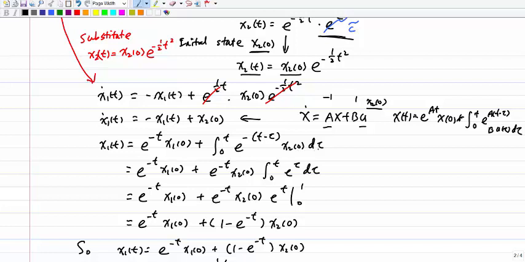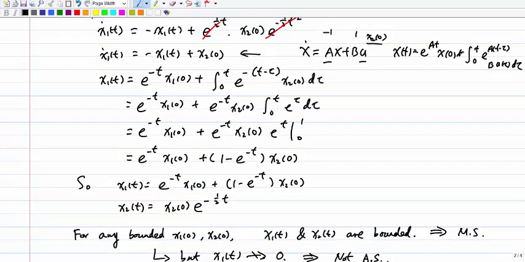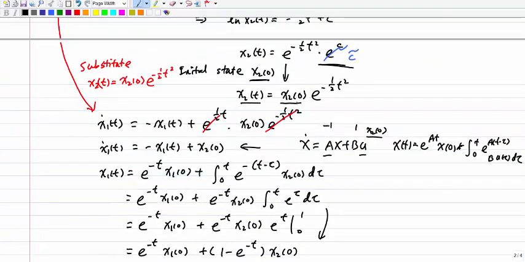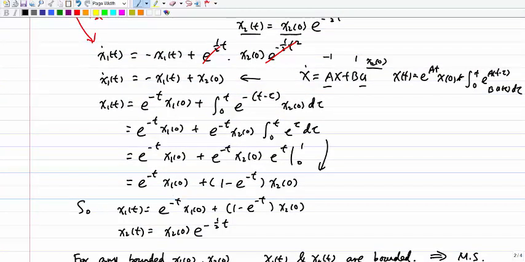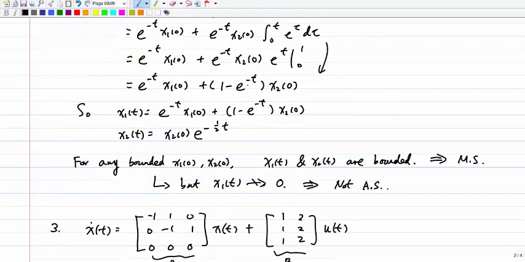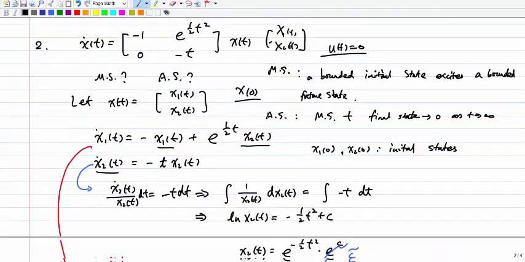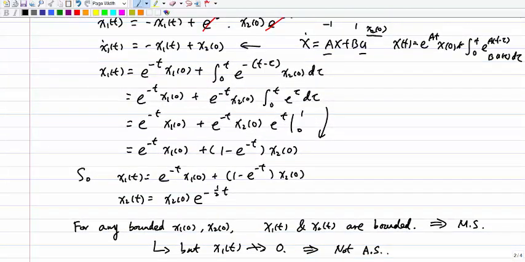That's my solution. I just went through a whole bunch of steps. So the final solution is just given by e to the minus t x10 plus 1 minus e to the minus t times x20. So if we combine these two, this is the solution I found for x2t, and this is the solution for x1t. If I combine them together, I get the solution for the linear time variant system that I mentioned at the very beginning.